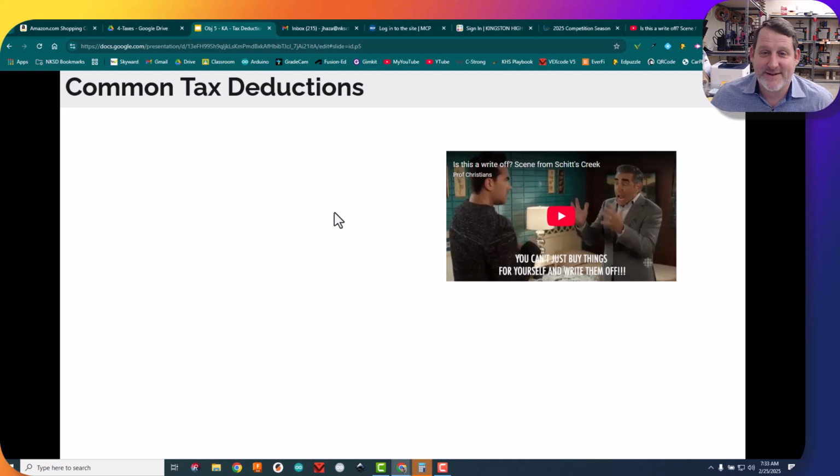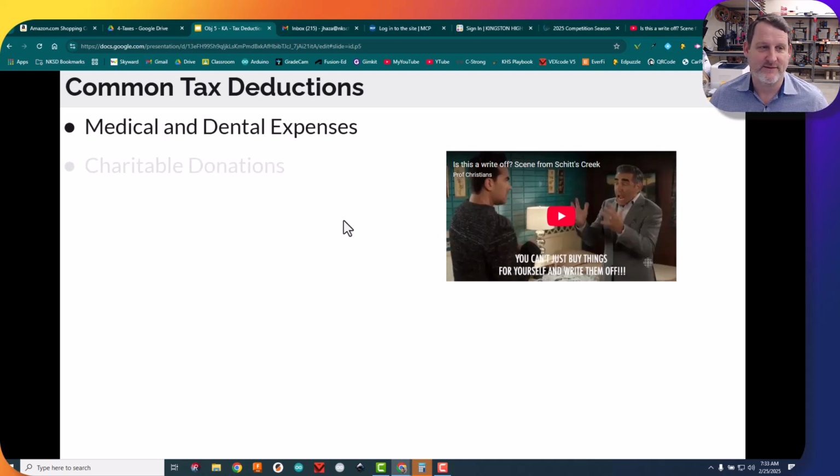So yeah, that's a good example of what tax write-offs or tax deductions, same thing, definitely are not. So some of the things that you can have for tax deductions are some medical and dental expenses, not all, but some over a certain level.